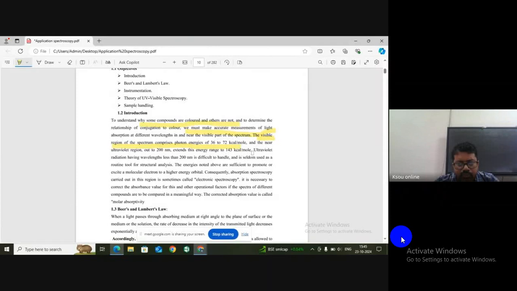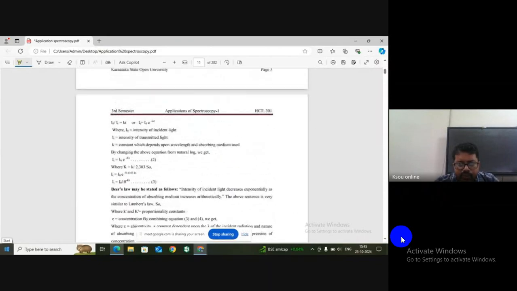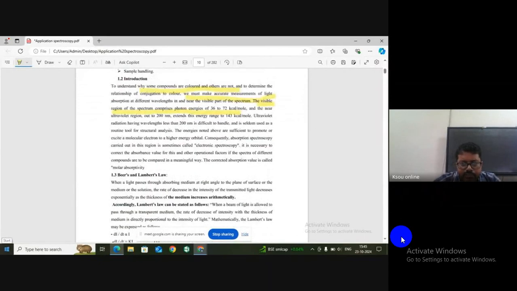Ultraviolet radiation having wavelength less than 200 nanometers is difficult to handle, and it is seldom used as a routine tool for structural analysis. This is a very important point.